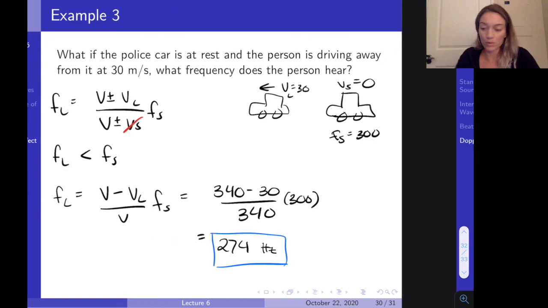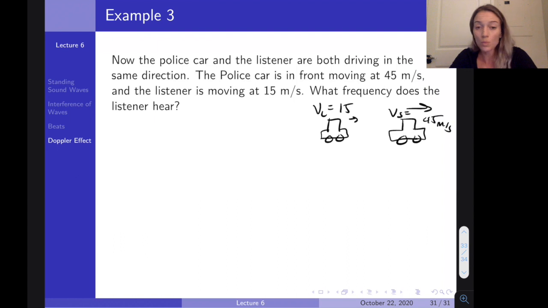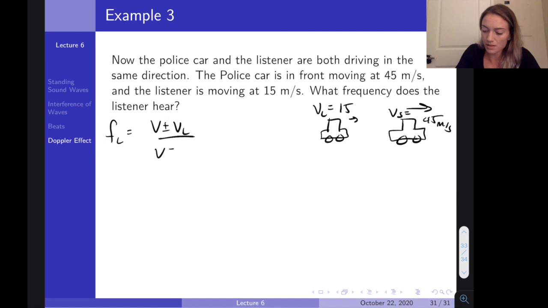Now let's say that they're both moving. So now let's say that the police car and the listener are both moving. Our police car is in front and he's moving at 45 meters per second, so the velocity of our source is 45 meters per second. The listener is behind him moving at 15 meters per second. What frequency does the listener hear now? Well, let's see. We're going to write our Doppler FL equals V plus or minus VL over V plus or minus VS, times FS.